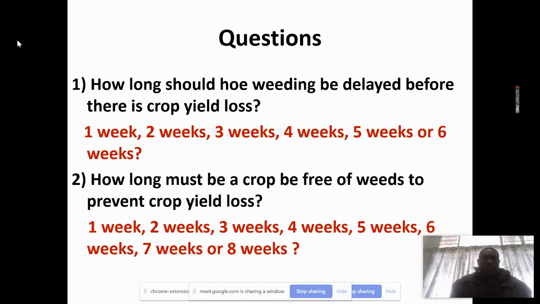Then, how long? That is question number two. How long must a crop be free of weeds to prevent yield loss? Should it be 1 week, 2 weeks, maybe 8 weeks? So these are the issues which we wanted to discuss.